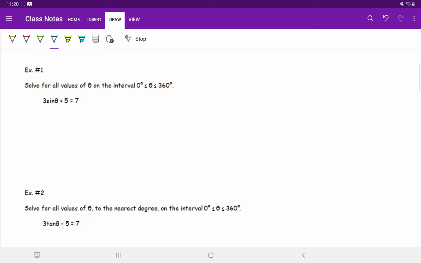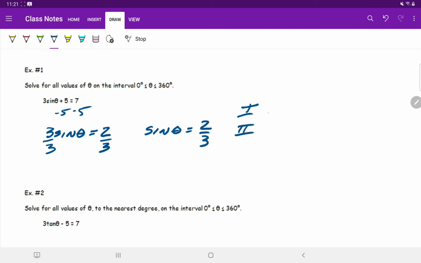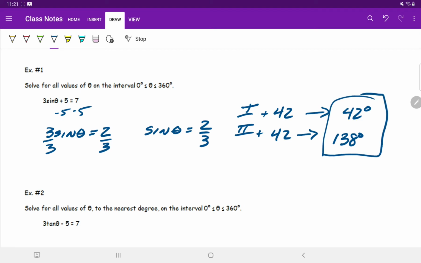If we look at example number 1, we have a similar situation. Let's move this 5 over. 3 sine theta equals 2. Divide by 3, divide by 3. Sine of theta is 2/3. Now that's not going to come out nice and pretty like our 1/2 did, but it turns out that this is about 42 degrees. So we're going to be in quadrant 1 and quadrant 2. It's positive, positive. My reference angle is 42 degrees. In quadrant 1, that is 42 degrees, and in quadrant 2, that's 138 degrees, making our answers there 42 and 138.